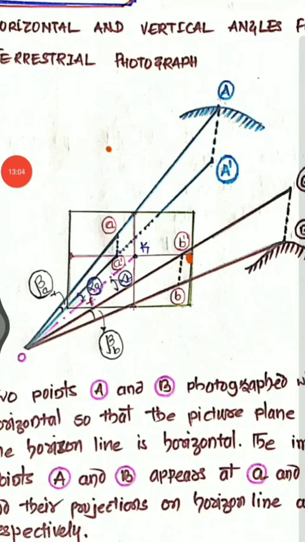Now before going further, I'll clarify: this is the projection of A as a dash, this is b, and this is b dash. Then you will have the vertical and horizontal angles. Alpha A and alpha B are the horizontal angles with respect to the camera axis. This is O and K is the camera axis, and the distance between O and K is shown as focal length F. Beta A and beta B are the vertical angles, so 2 vertical angles and 2 horizontal angles.